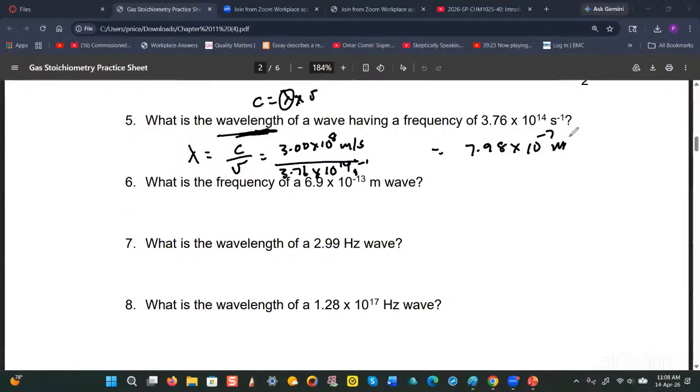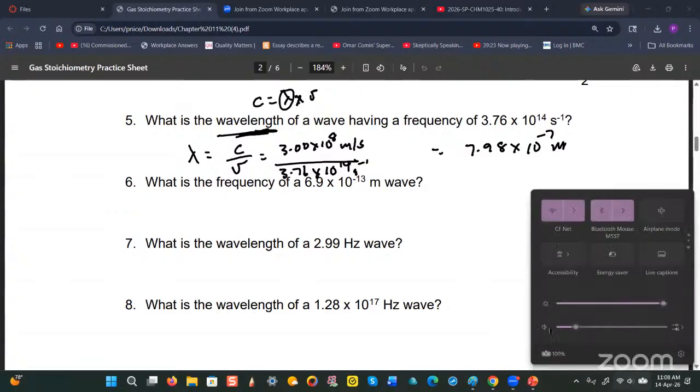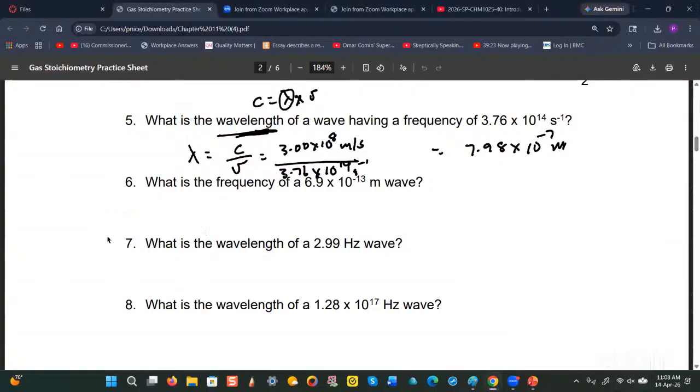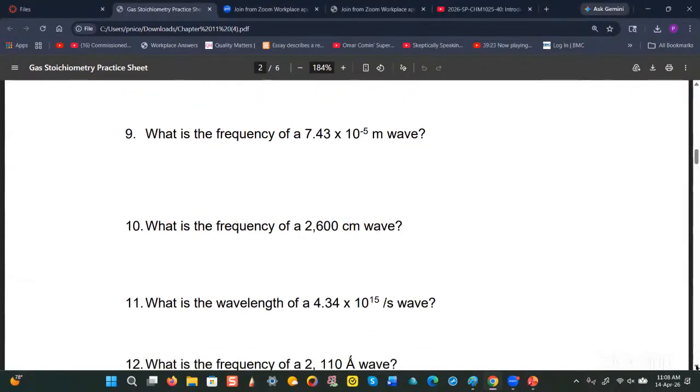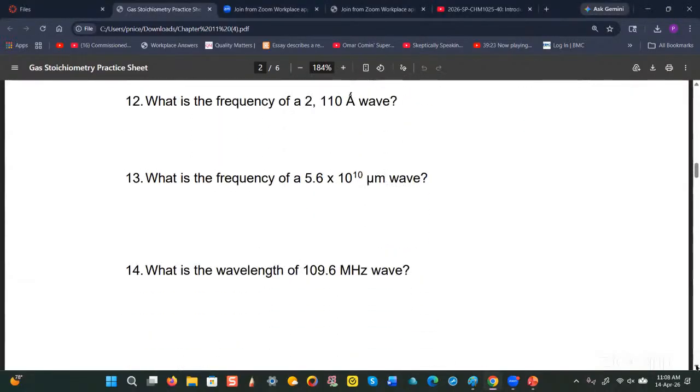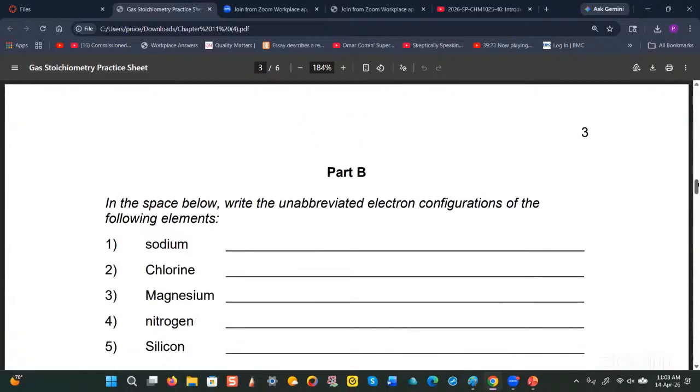All right, so based on what we have just done, you should be able to do the rest in this section here. So you should be able to do the rest from number 6 all the way down to number 14. Now, let me just say this.